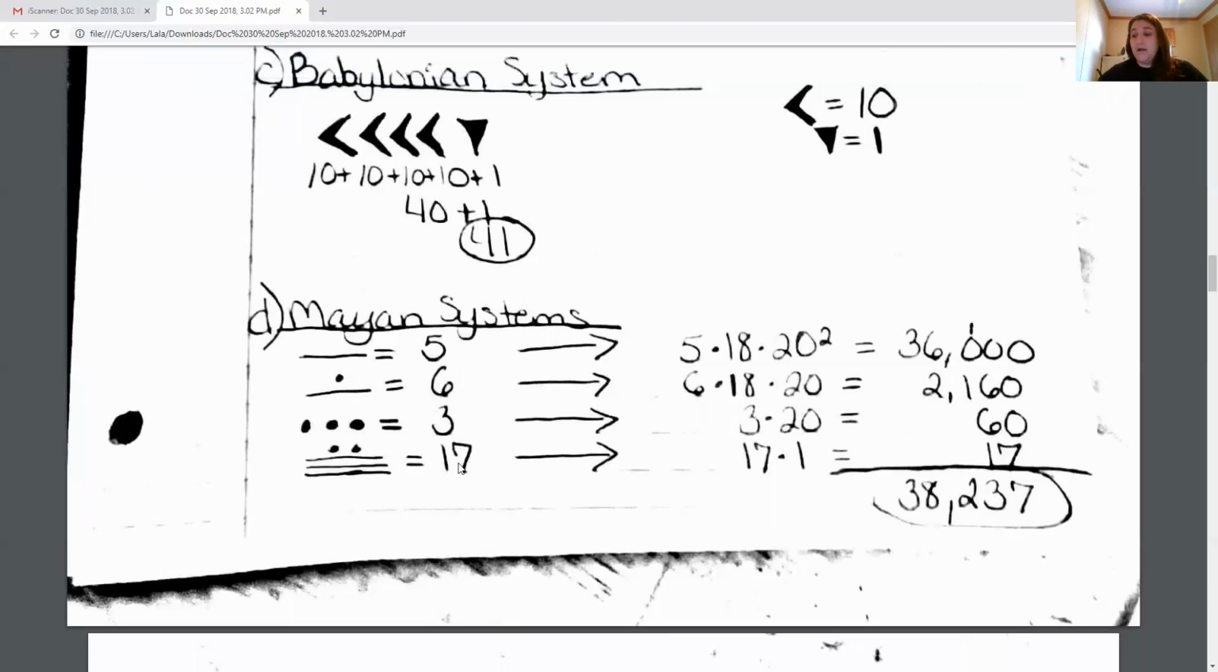Now, the way they work their problems is a little complicated, but this is how we do it. So they do their addition vertically. And they work it out this way. We have this 5, so we're bringing it over. 5 times 18 times 20 to the 2nd power gives us 36,000. Then we have 6 times 18 times 20, which gives us 2,160. Then we have 3 times 20, which is equal to 60. And then 17 times 1 is 17. So when you add all that up together, it's 38,237.